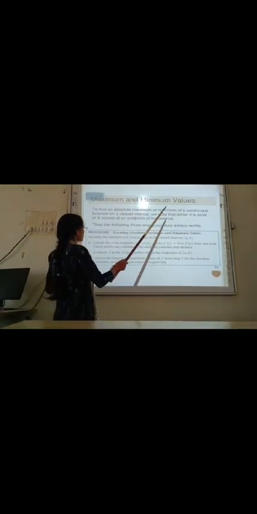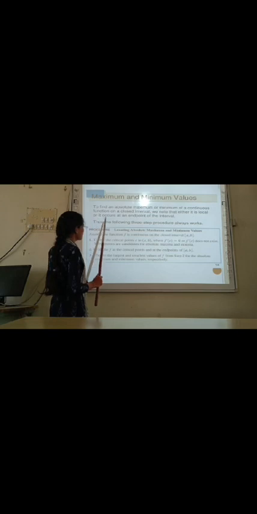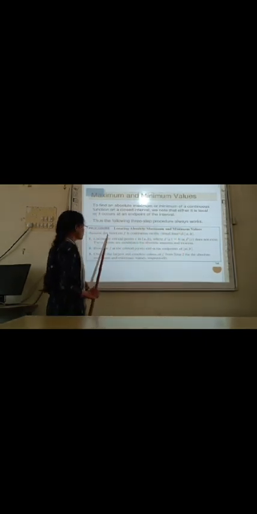Maximum and minimum values. To find an absolute maximum and minimum of a continuous function on a closed interval, we note that either it is a local extremum or it occurs at an endpoint of the interval. Thus, the following three-step procedure always works. Procedure: locating absolute maximum and minimum values. Assume the function f is continuous on the closed interval [a, b].